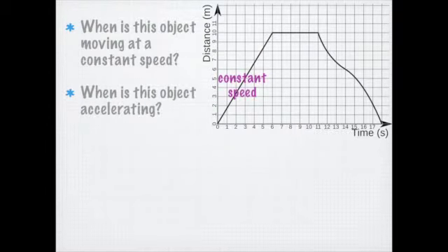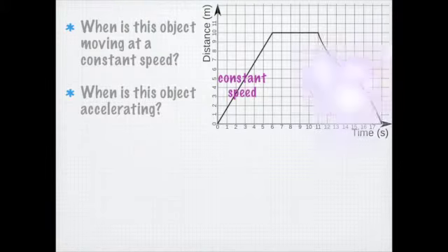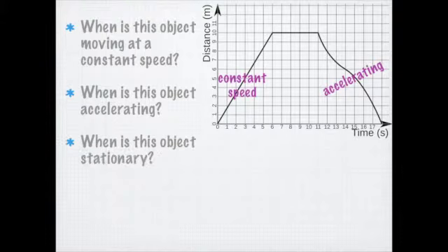Now let's figure out when the object is accelerating. If it's accelerating, then the velocity is changing, which would mean the slope is changing. So the section from 11 to 18 seconds is when the object is accelerating. So when is the object stationary? If it's stationary, then there is no velocity. Therefore, the line would be horizontal, so from 6 to 11 seconds. Now you can glue this graph in your composition book.